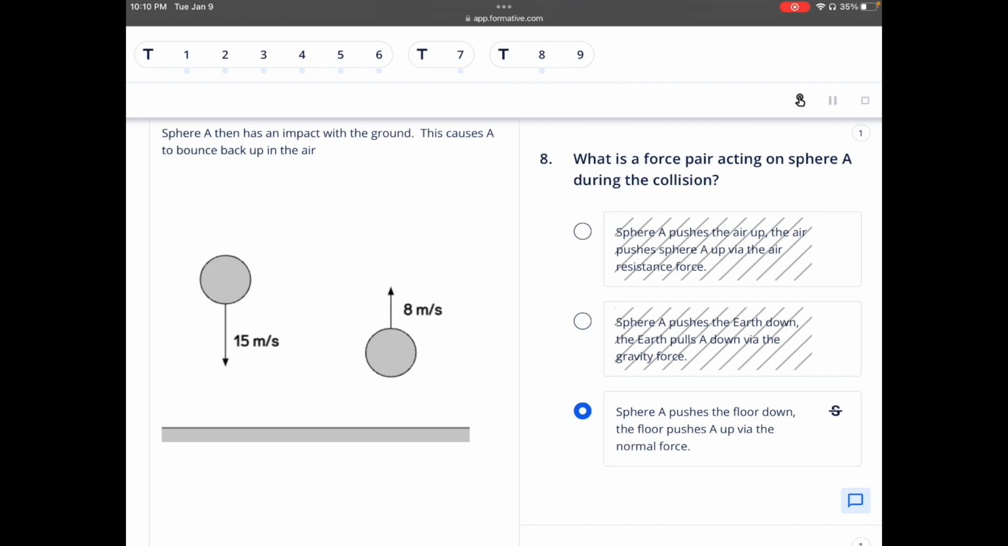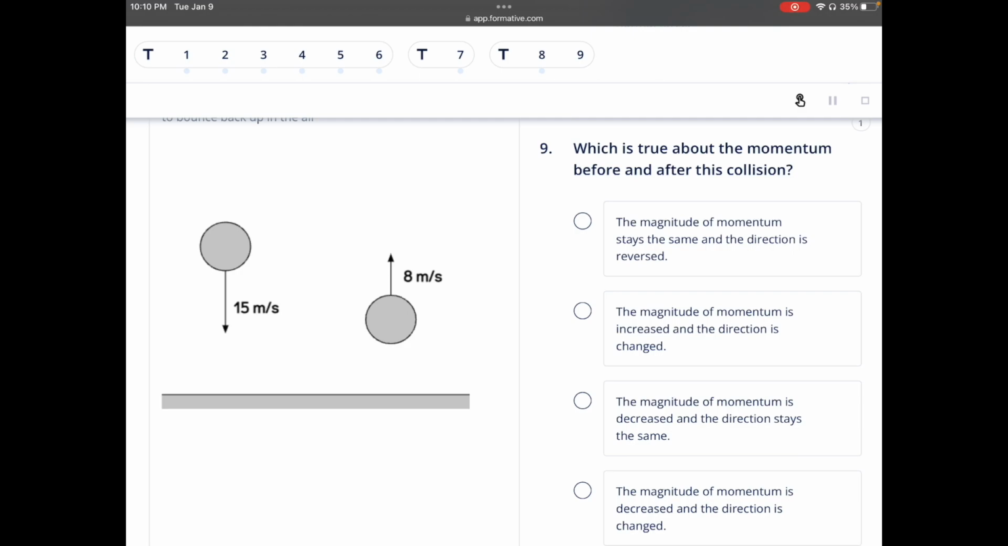Be able to identify force pairs in the system. Force pairs are interactions between two objects. Forces are going to be equal in magnitude and opposite in direction. Continuing along with Unit 4 with momentum.